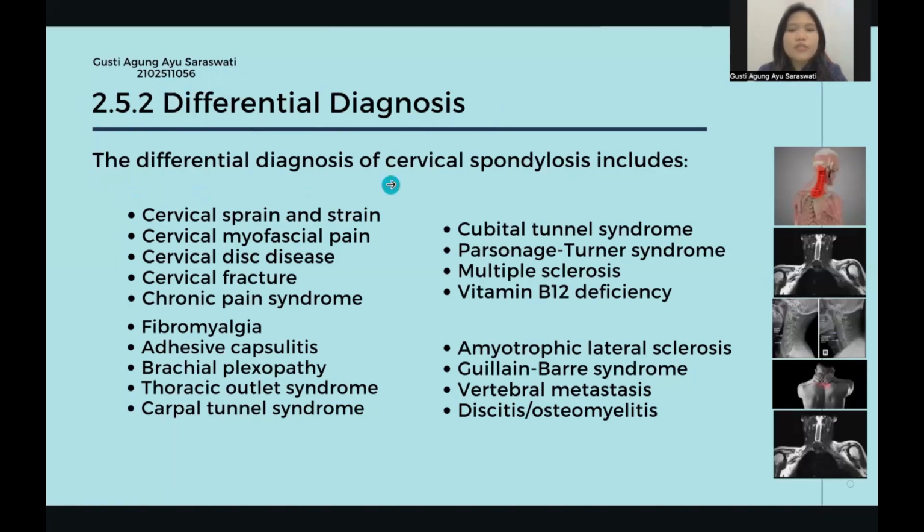The differential diagnosis of cervical spondylosis includes cervical sprain and strain, cervical myofascial pain, cervical disc disease, cervical fracture, chronic pain syndrome, fibromyalgia, adhesive capsulitis, brachial plexopathy, thoracic outlet syndrome, carpal tunnel syndrome, cubital tunnel syndrome, Turner syndrome, multiple sclerosis, vitamin B12 deficiency, amyotrophic lateral sclerosis, Guillain-Barré syndrome, vertebral metastasis, and discitis or osteomyelitis. That's all for me. Thank you.